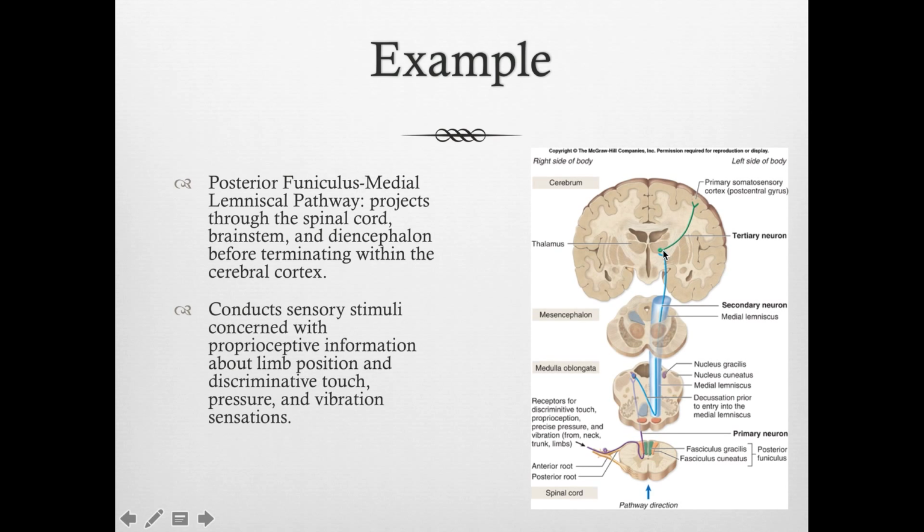Notice how it brings information from the thalamus up to the, in this case, primary somatosensory cortex, and the specific location of the primary somatosensory cortex, because this particular pathway is concerned with proprioceptive information for limb positions. You know where your limbs are located, a specific limb in particular. It helps us discern discriminative touch. So, pain and such and so forth, right? Pressure, vibration sensations.